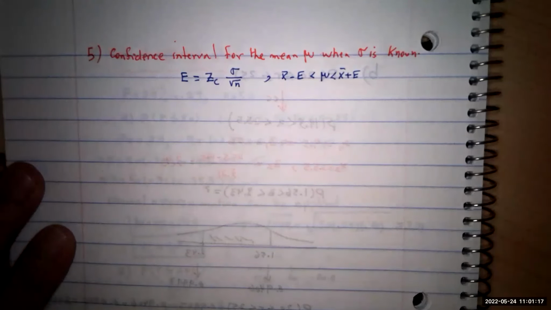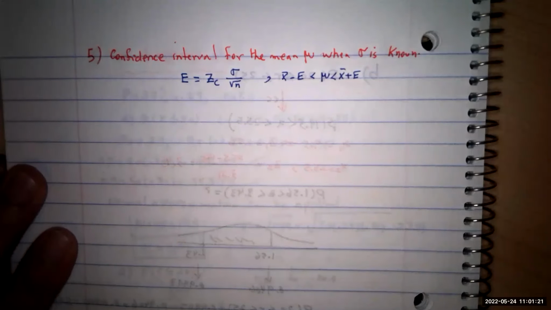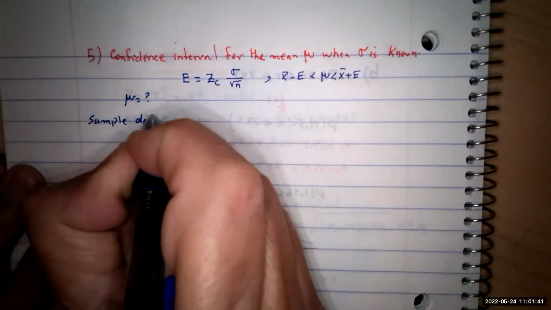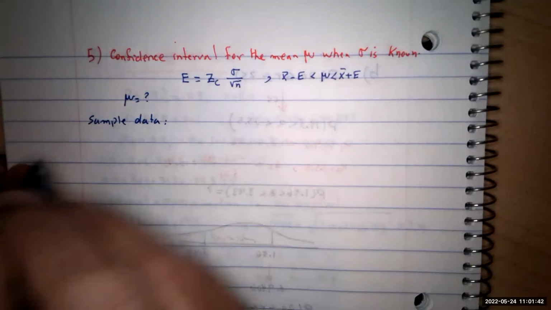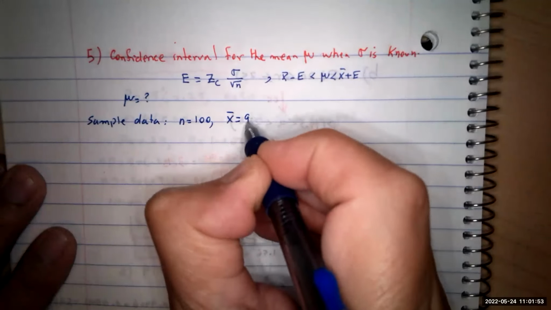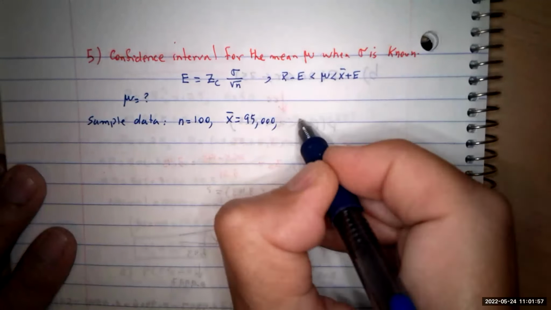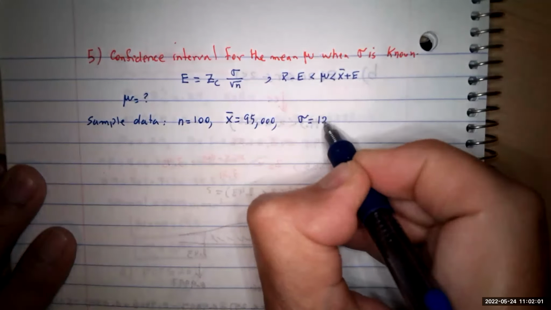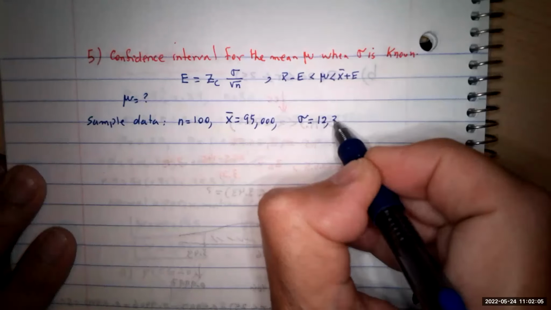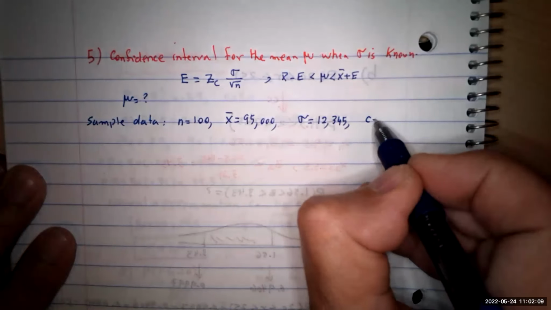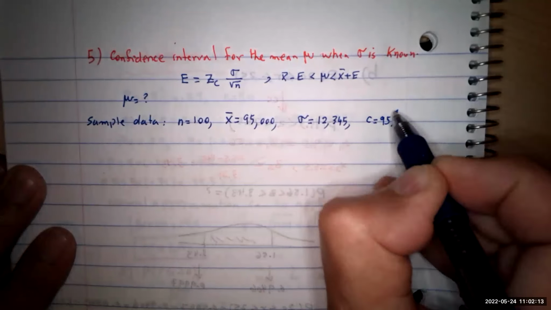So a situation is created, number five, about the salary of a statistics professor. We did this one before on your quiz, the test three, but I'm going to do it. So this is going to be the confidence interval for the mean. You bring the sample information, sample data. They check the salary of 100 professors, so n equals 100. They find out the mean salary is $95,000, and the population standard deviation sigma is given to you as $12,345. You want to find the confidence interval with a confidence level of 95%.